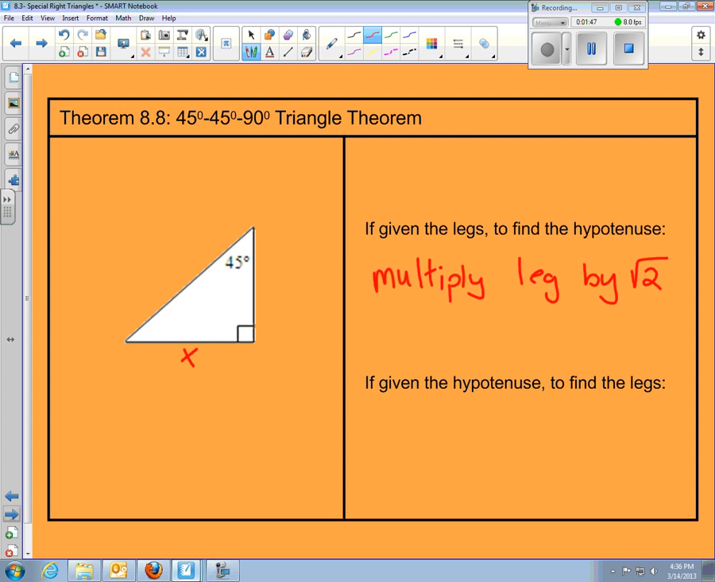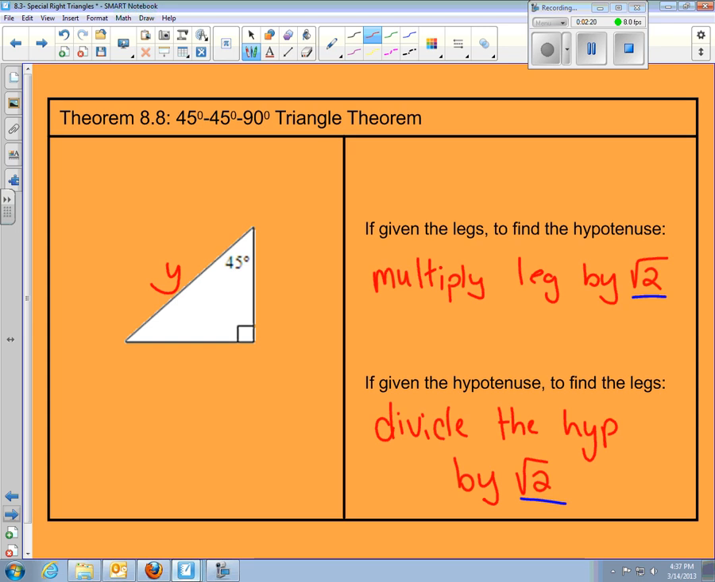Then, let's say that you're given the hypotenuse instead. This time, instead of having your leg, you have your hypotenuse, and I want to know the length of the legs. If we're given the hypotenuse to find the length of the legs, we divide the hypotenuse by the square root of 2. You'll notice when we're dealing with 45, 45, 90s, both times that we use our rules, it's dealing with our square roots of 2. That's going to make a difference when we get to our 30, 60, 90s.